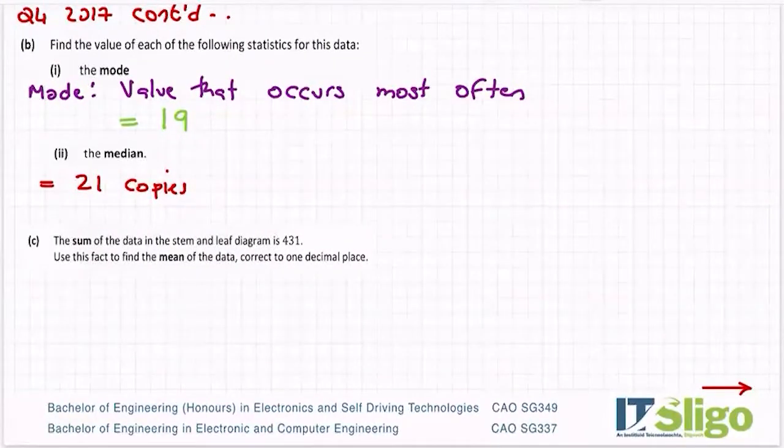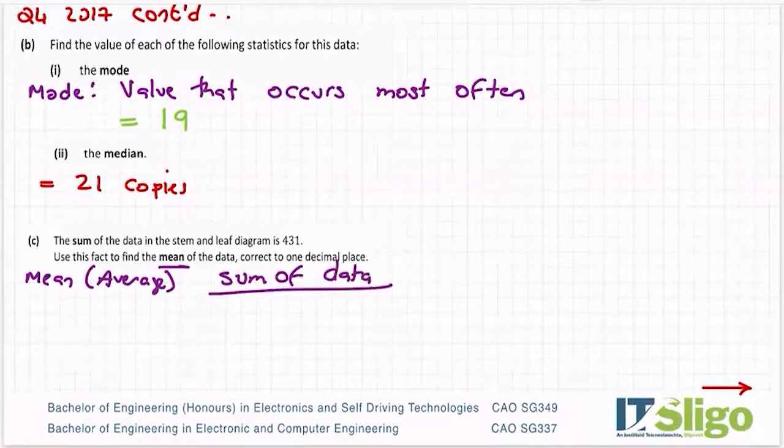Part C. The sum of the data in the stem and leaf is 431. Use this fact to find the mean. Mean is another word for average, so you add them all up. So the sum of the data over the total number. Maybe I'll write it like that.